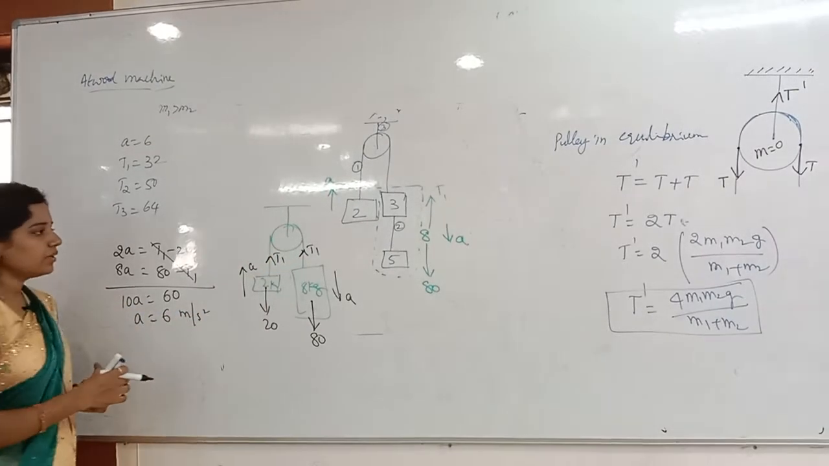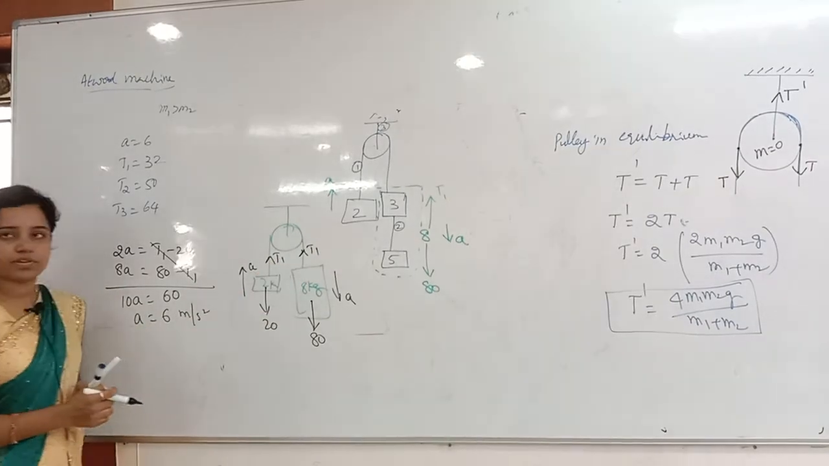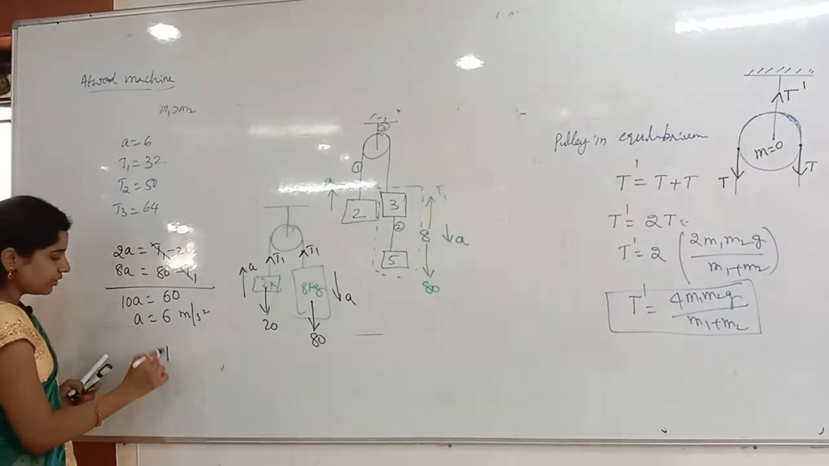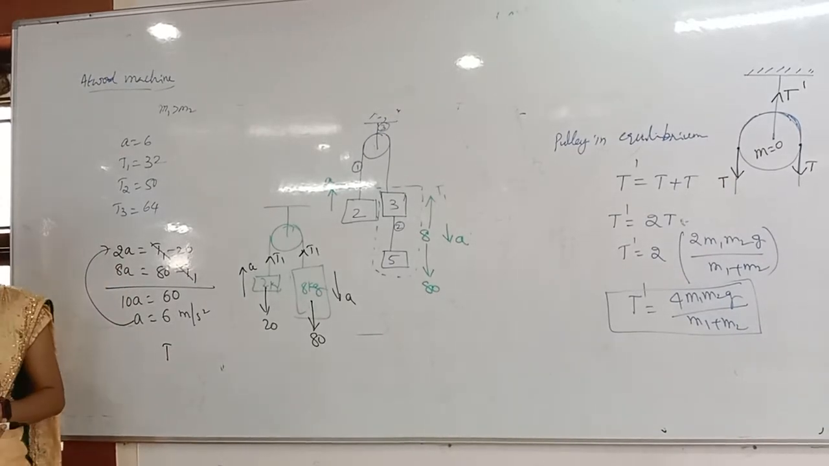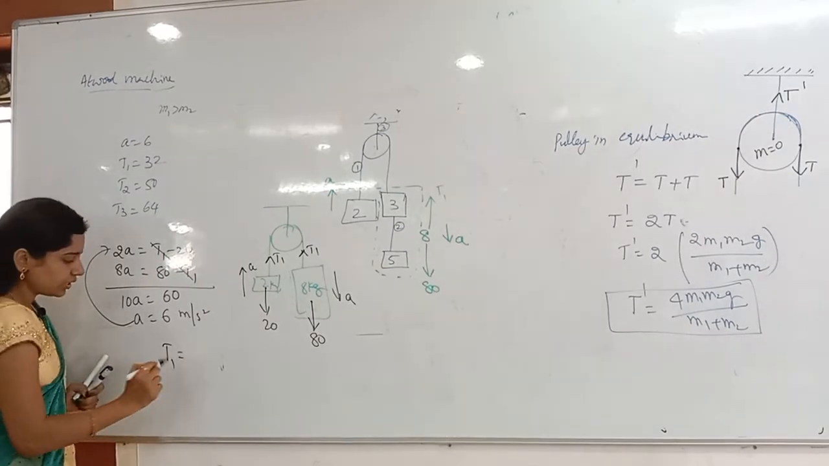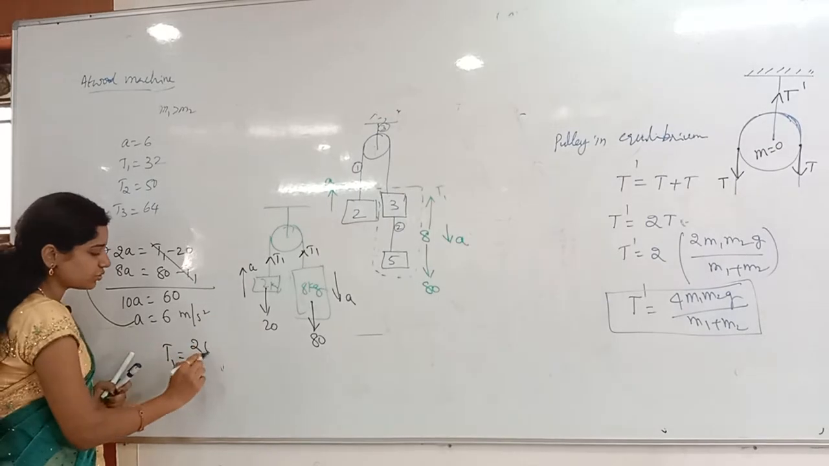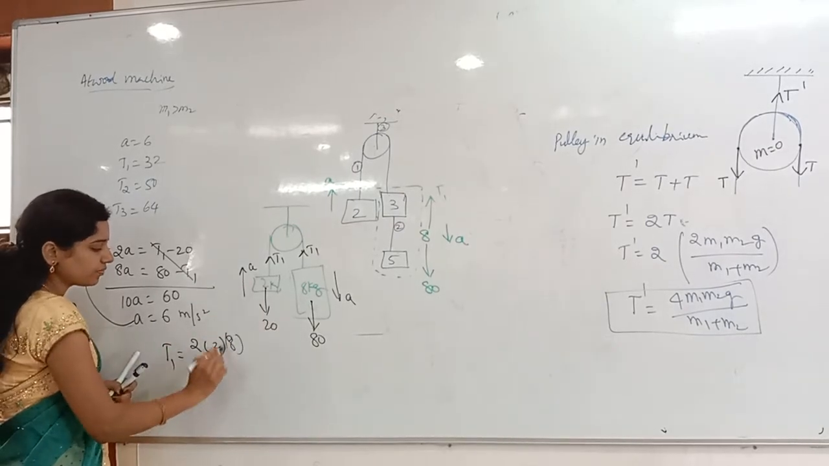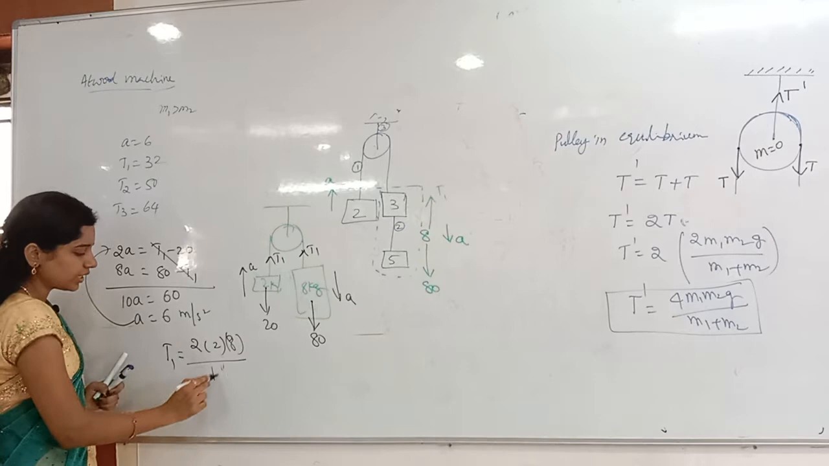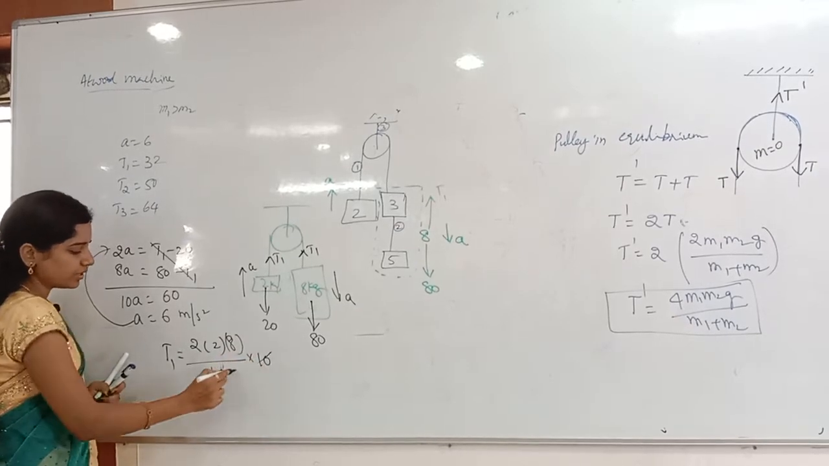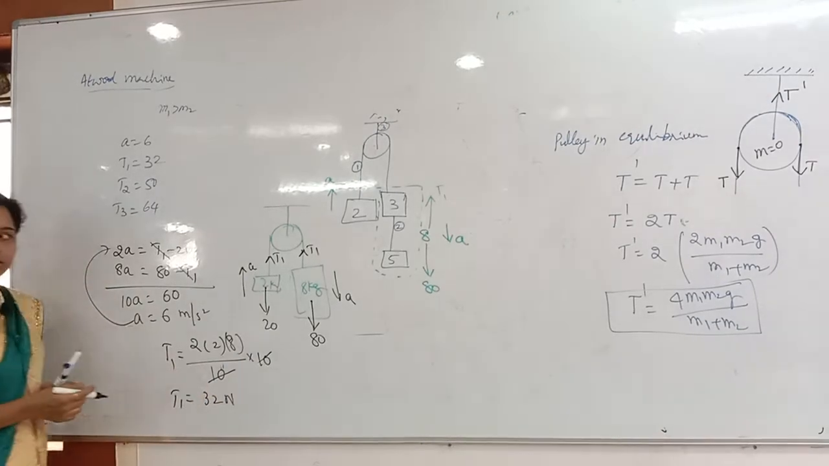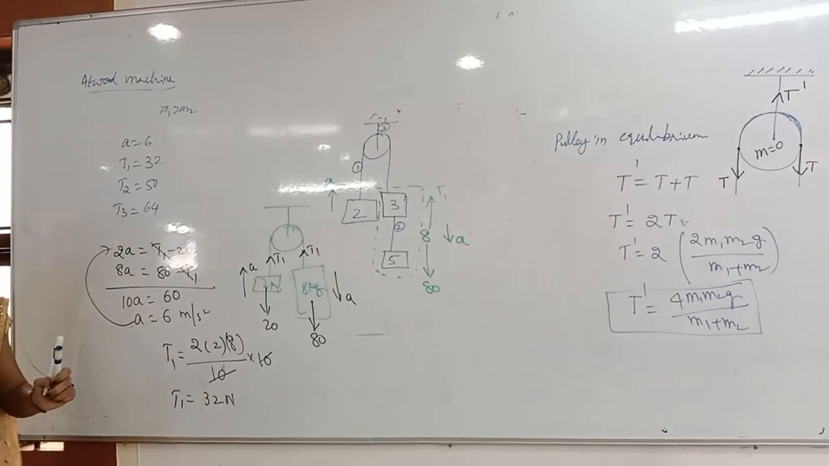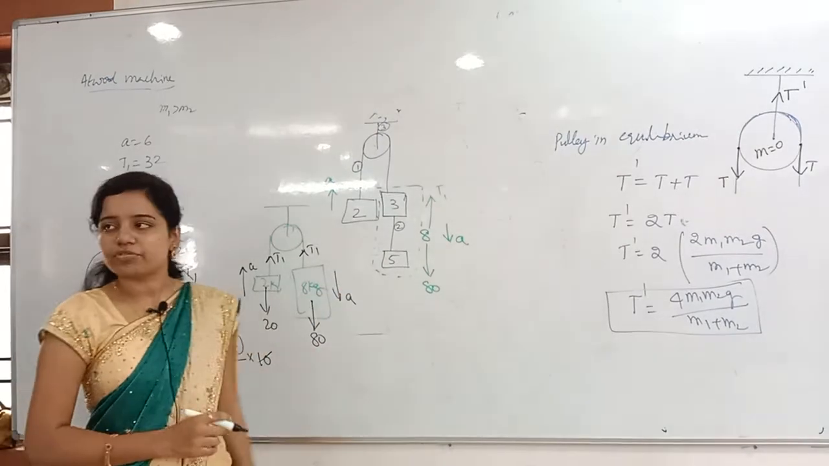Okay. Then again you have to find out the tension T1. For finding the tension T1, you can either substitute this acceleration here, or you can use the formula. What is the formula for that? 2 m1 m2 by m1 plus m2. So T1 is equal to 2 into m1, which is how much? 2, and then m2 is 8, divided by m1 plus m2, which is how much? 10, into g, which is also how much? 10. 10 gets cancelled. Here 32 is the T1 we will get. T1 is 32 newtons.